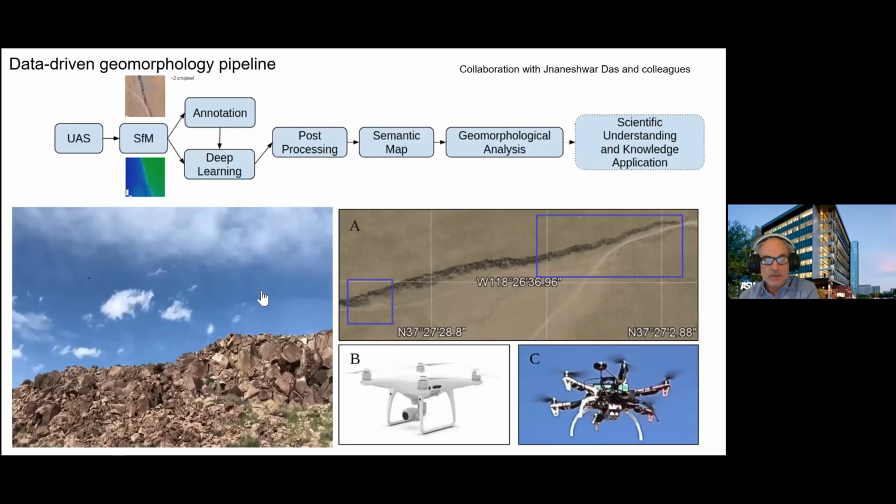So what we've done is develop this data-driven geomorphology pipeline where we fly our drone along the fault scarp and, using structure from motion, compute digital elevation models and orthophotography. But then we use deep learning. We annotate the images to map out the particles, and we can basically produce a map of rocks. And then that gives us some sense of understanding of how these faults are working.